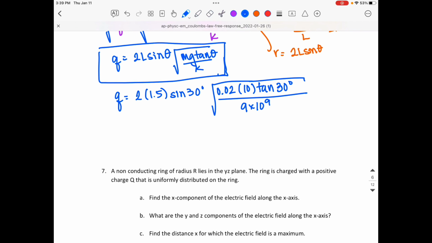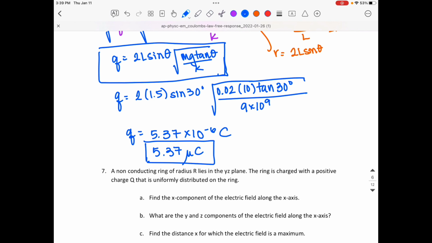And I end up with Q equals 5.37... Sorry, not coulombs. I have times 10 to the negative 6 coulombs. You can also refer to this as 5.37 microcoulombs. It is 5.36 in the answer key, but they use 9.8, we use 10, so either one is fine.